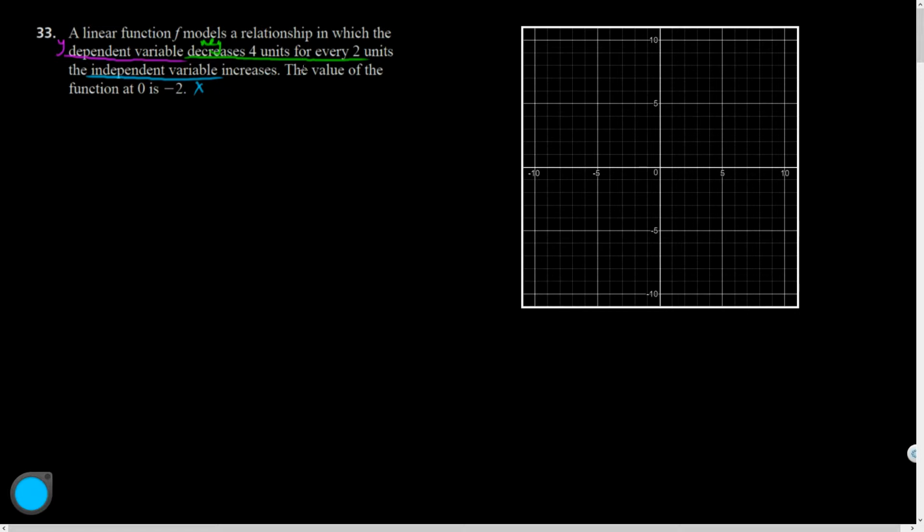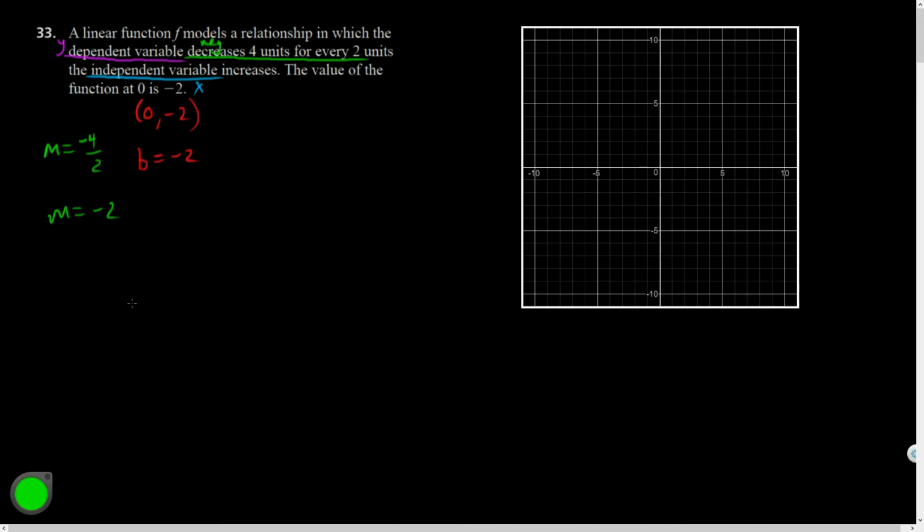And then it tells me this little fact. It says the value of the function at 0 is -2. So they told me this point, and I'm writing it in red because you guys all know what I'm doing here. 0, -2. When x was 0, the output was -2. That sounds like b equals -2. Y-intercept. Yeah, I think so. So let's see. And yeah, the m is -4 over 2, or I also could have written that as -2.